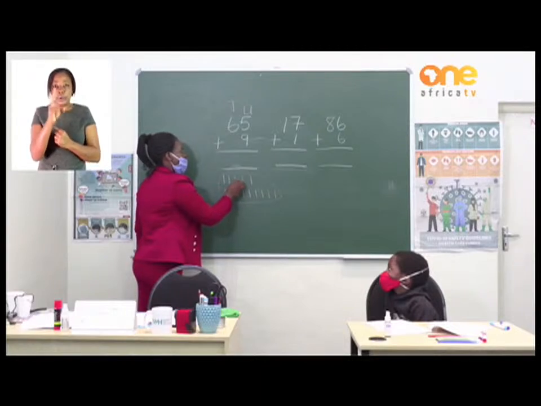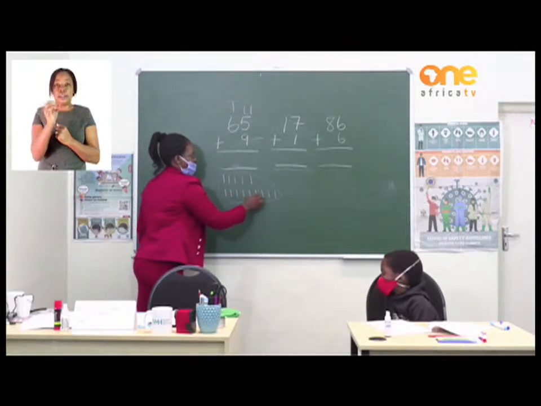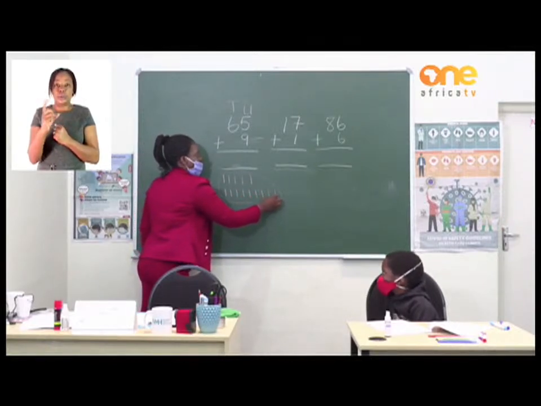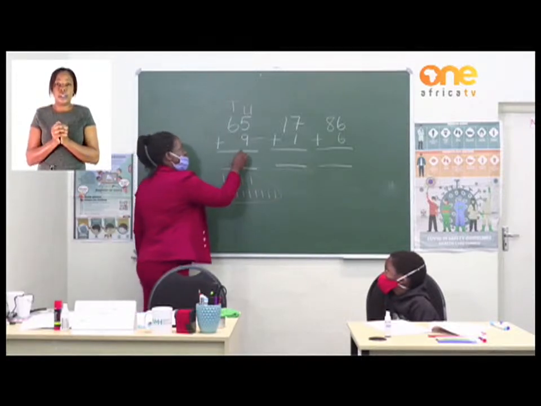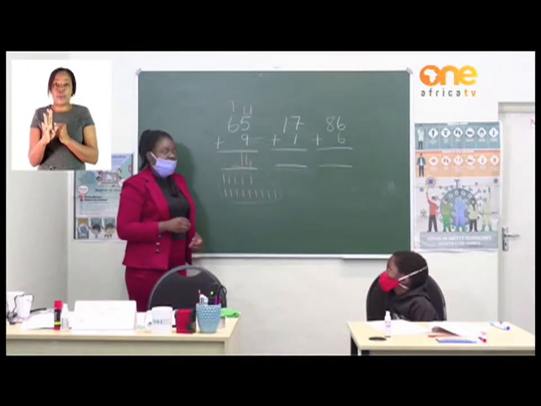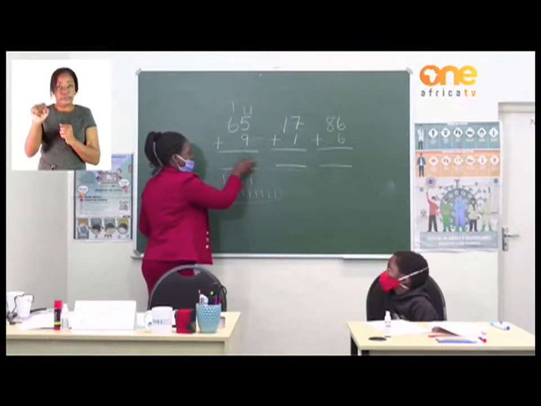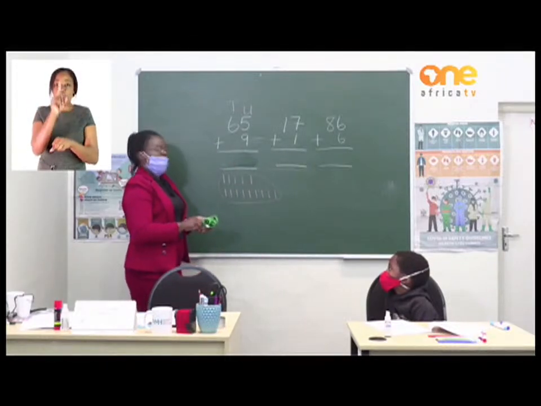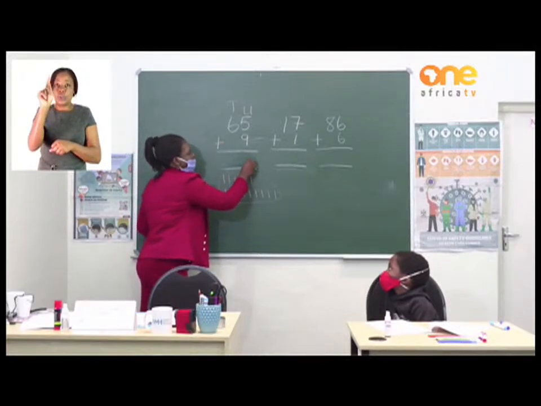1, 2, 3, 4, 5, 6, 7, 8, 9, 10, 11, 12, 13, 14. Now my answer is 14. Do I write 14, all of it like that? What did we learn? Remember what we learned. You don't write the whole 14 as it is. You write first the unit there, which is a 4.